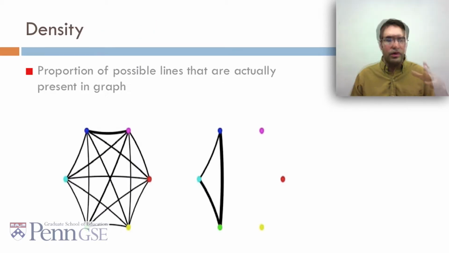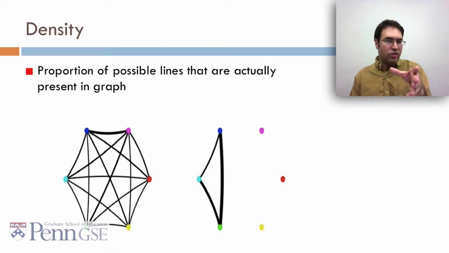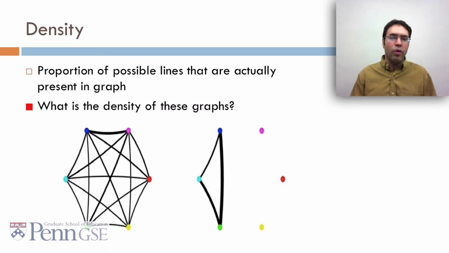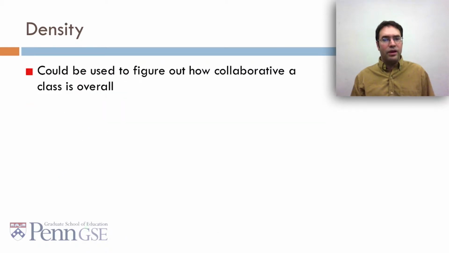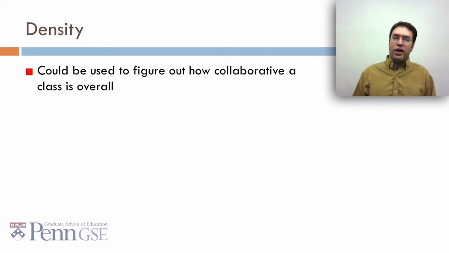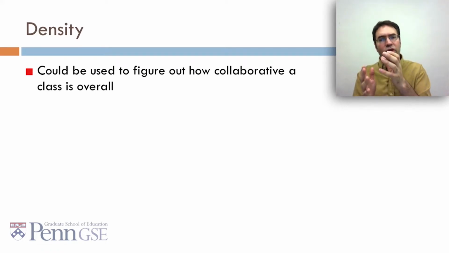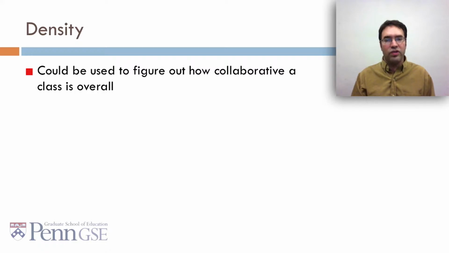We can use network graphs and network analysis to study the patterns and regularities of the relationships between the nodes. One such example is density, which is the proportion of possible lines that are actually present in the graph. So what's the density of these graphs? The one on the left, every single possible connection occurs, and so it's 100%. The one on the right could potentially have up to 15 connections, but only has 3, which is 20%. Density could be used to figure out how collaborative a class is overall. It's no question that the graph where everyone's talking to everybody is probably a more collaborative class than the one where no one's talking to anybody except 3 kids.